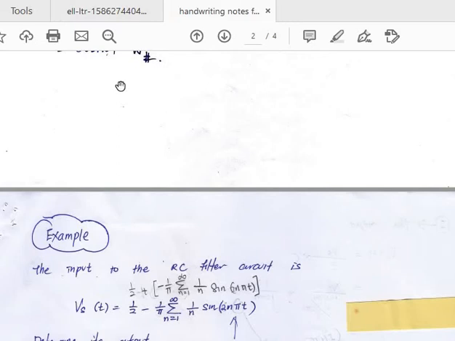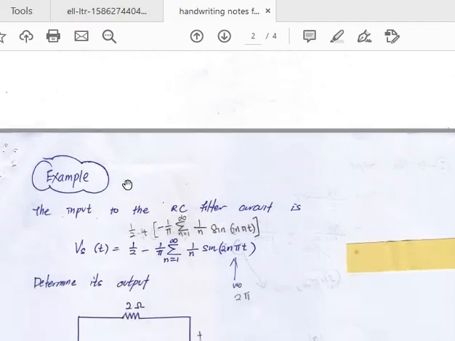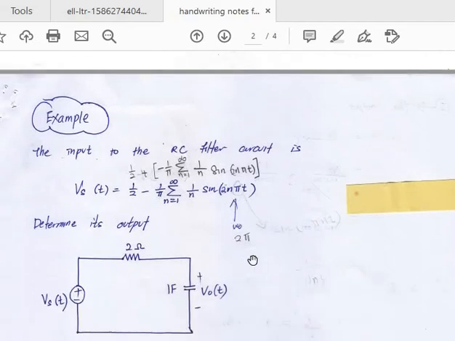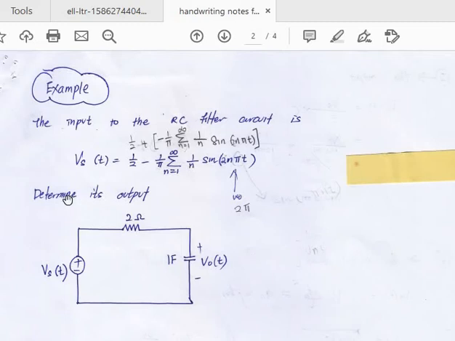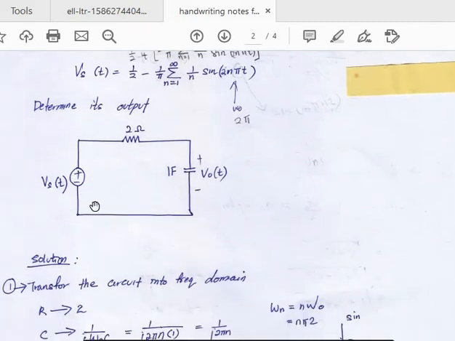Next, look at another example. The input to the RC filter is this one: Vs is equal to a half minus 1 over pi, the summation of 1 over n sine 2 pi nt. Then you need to determine the output, and this is the figure. You have the Vs, you have the resistor of 2 ohm, and the Vout.